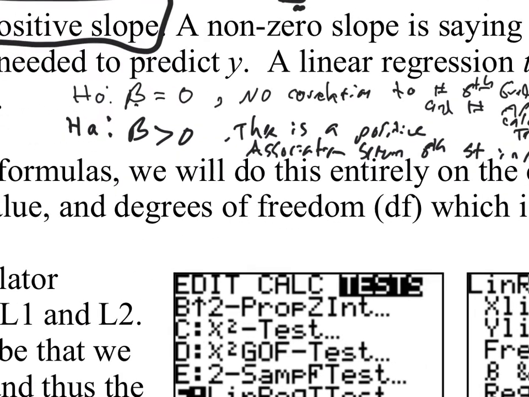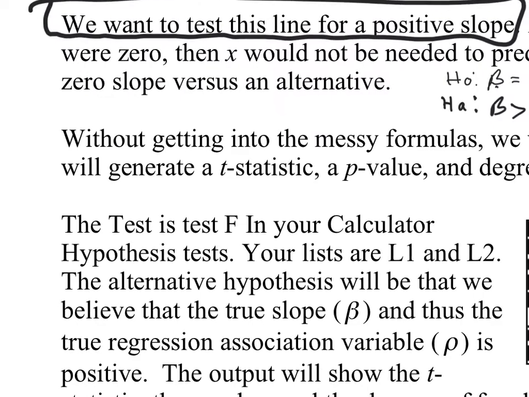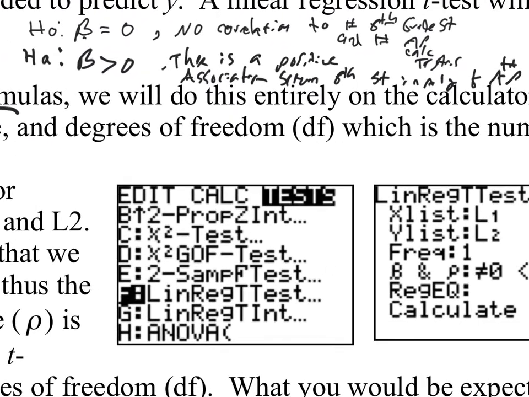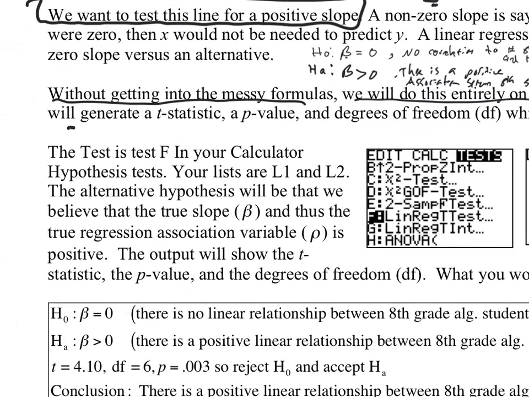So if we find the p-value, would we have to reject it again? Absolutely. And this is what he did. This is kind of funny, without getting into the messy formulas, because he doesn't do that. I'll do it later. It'll be in my video online. We will do this entirely on the calculator. He does tell you that we're going to generate a t-statistic, a p-value, and the degrees of freedom.